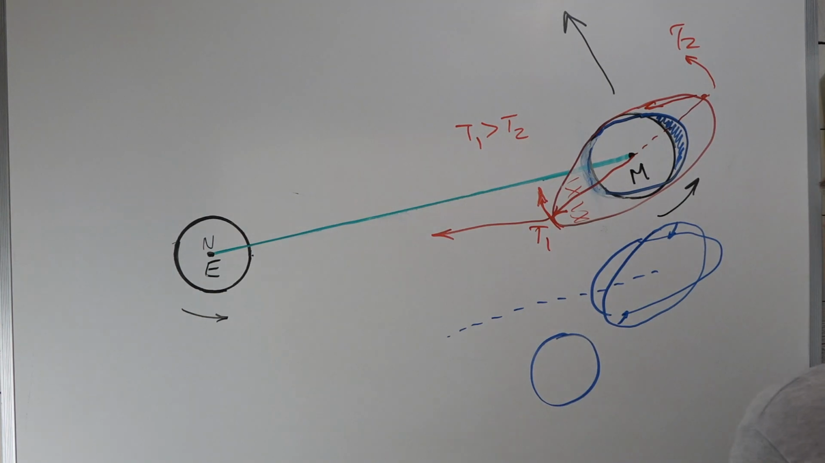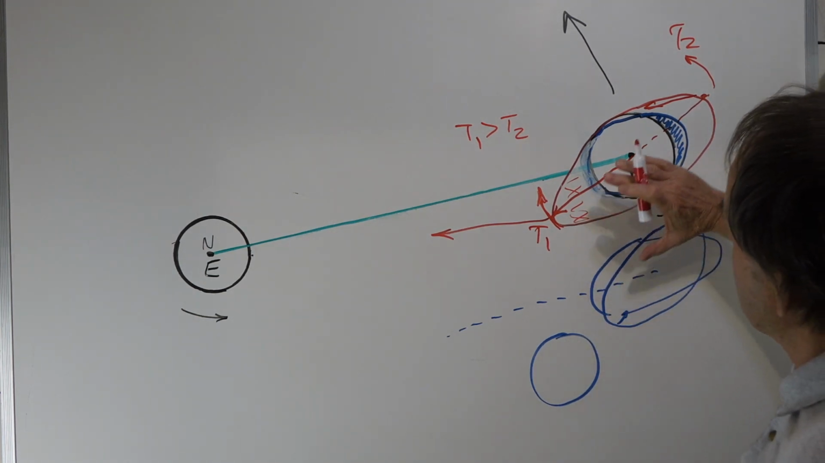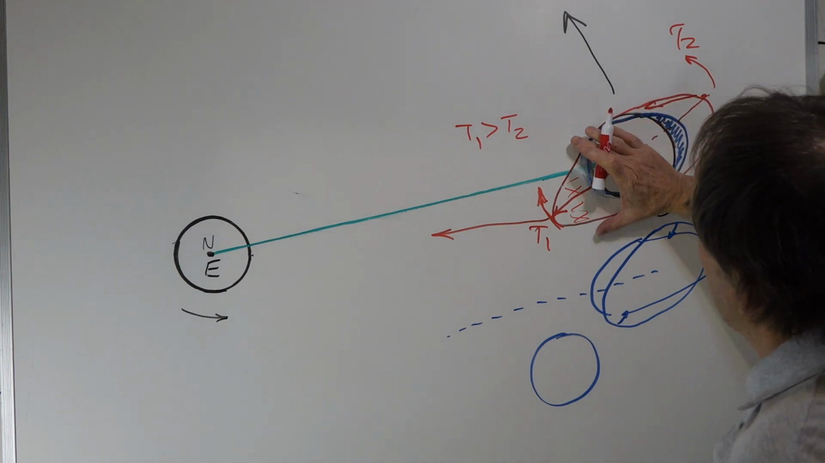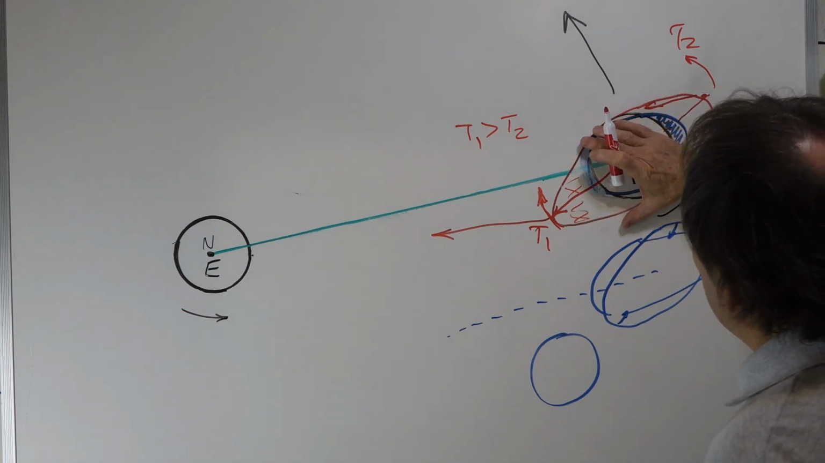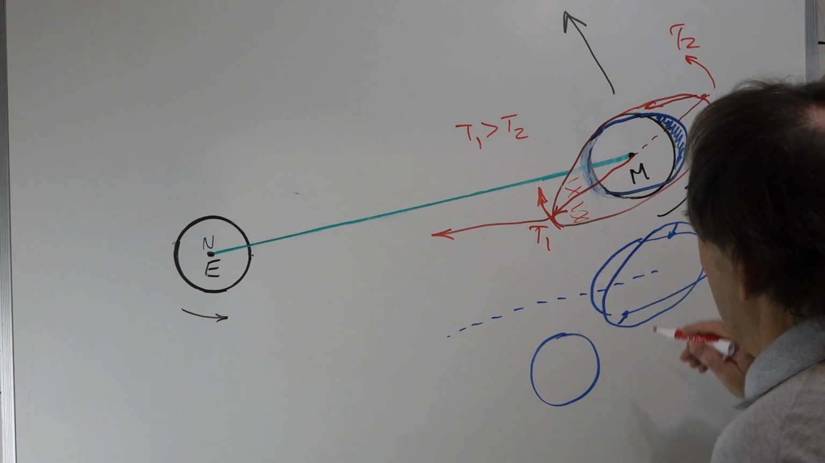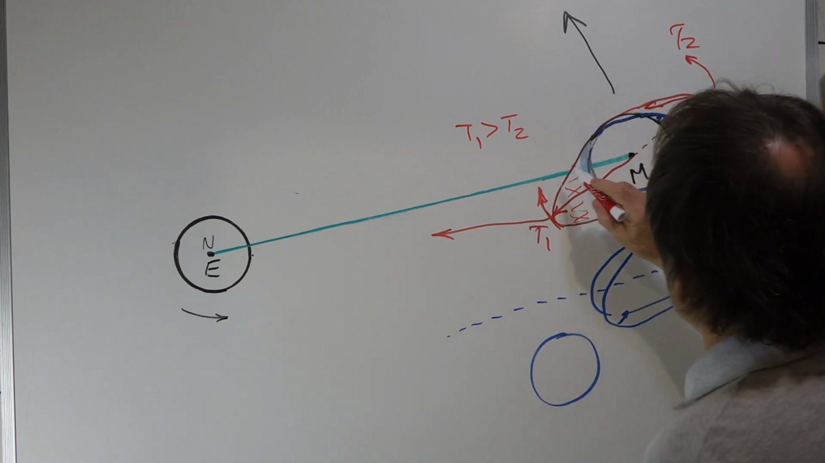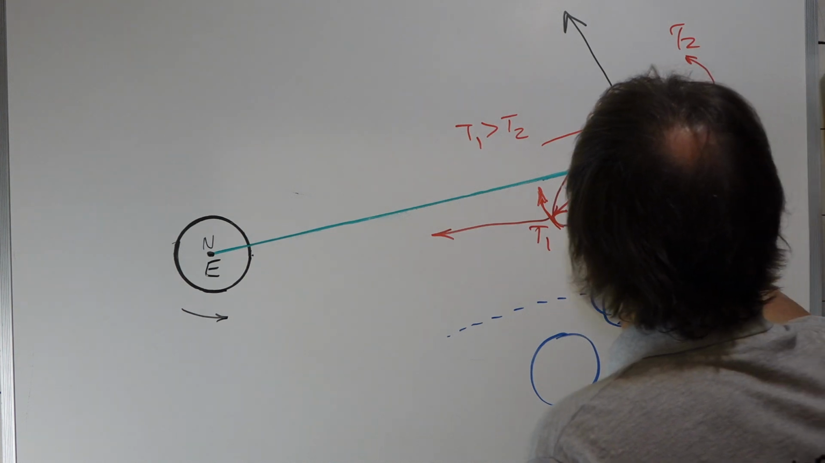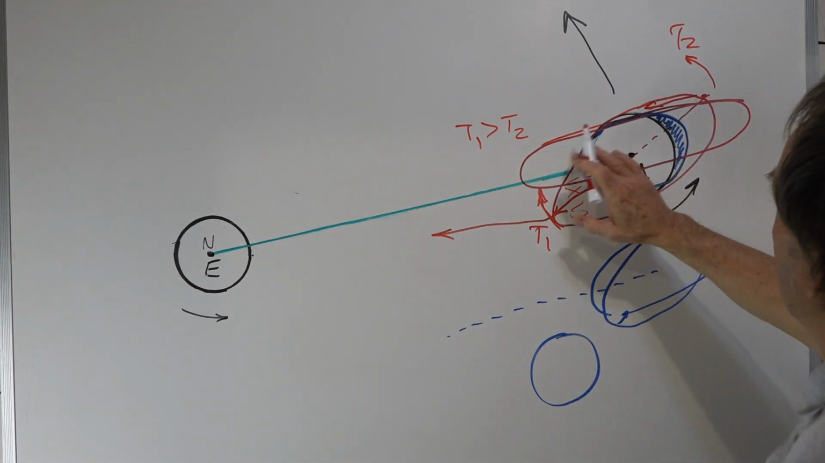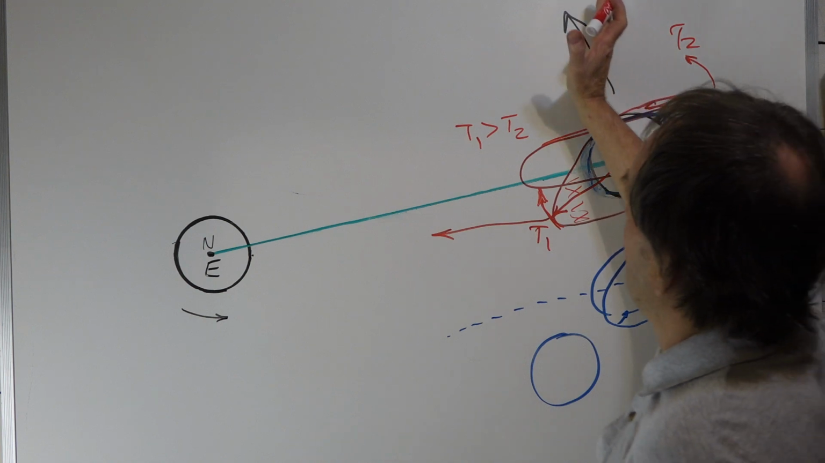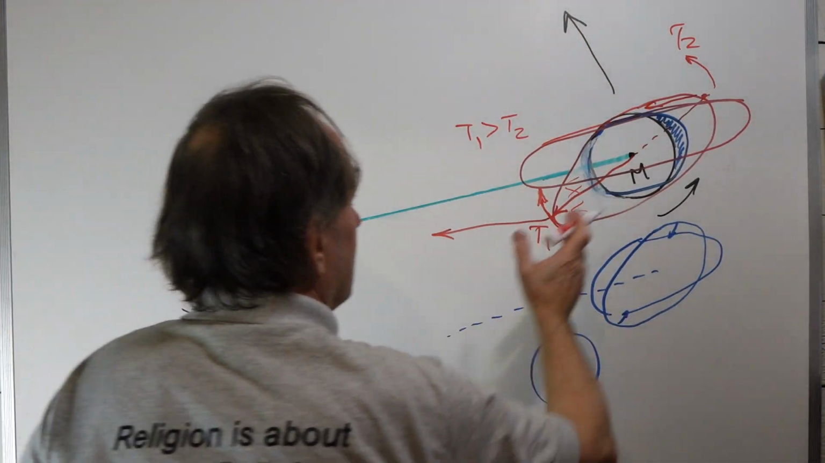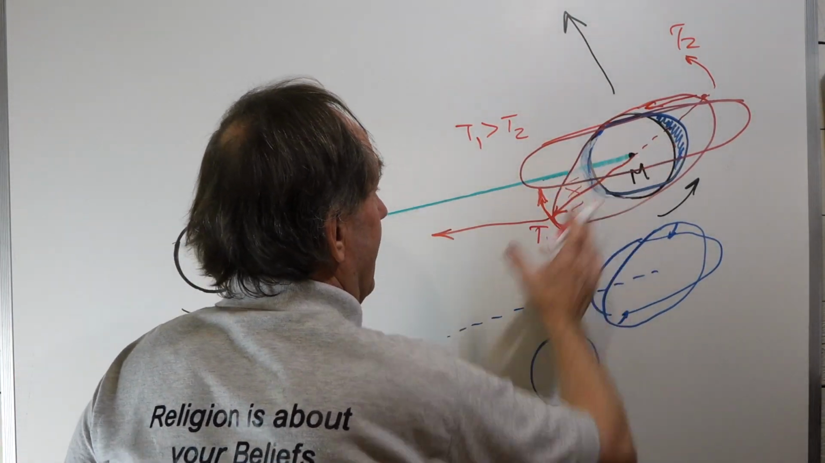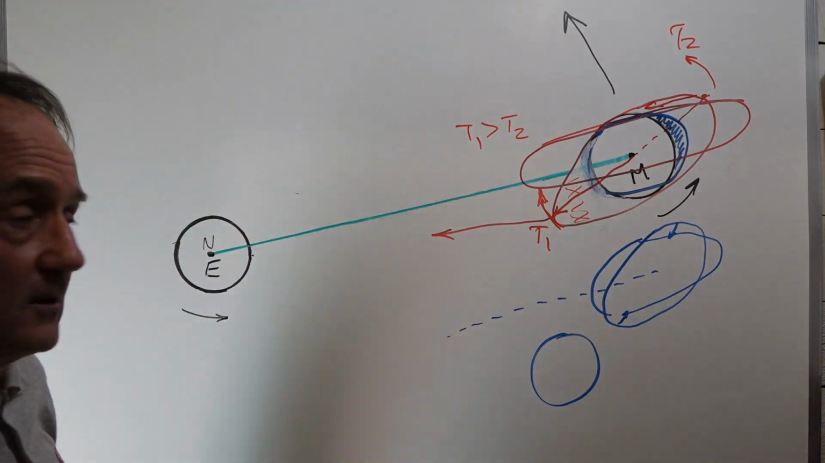So over time, this action causes the moon to eventually orient itself so that the elongation is right in line with the principal axis as it orbits the Earth. And at this point, when that happens, we call it tidally locked.